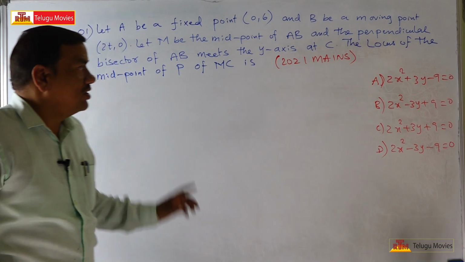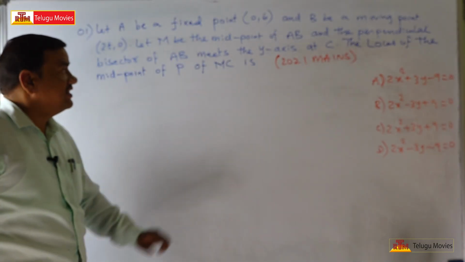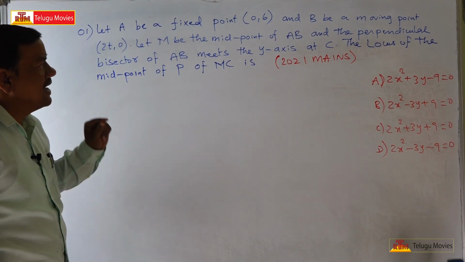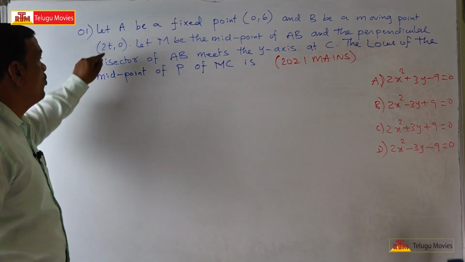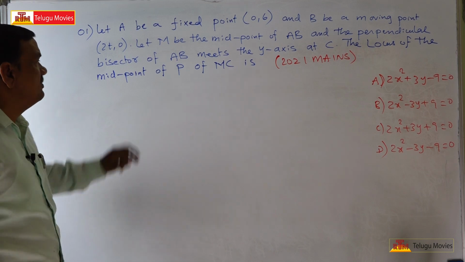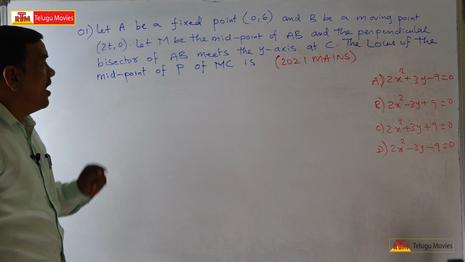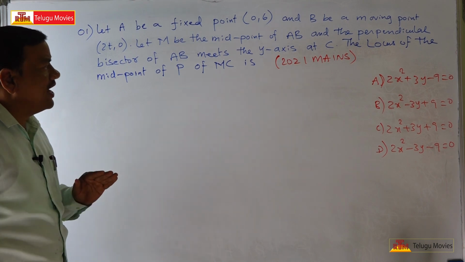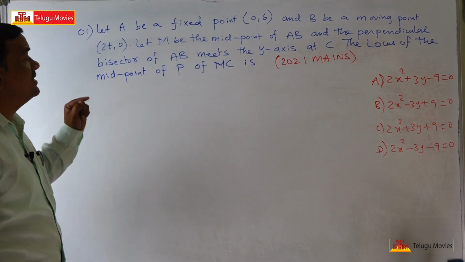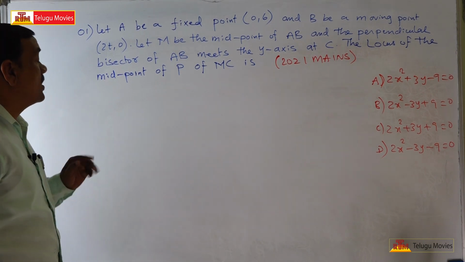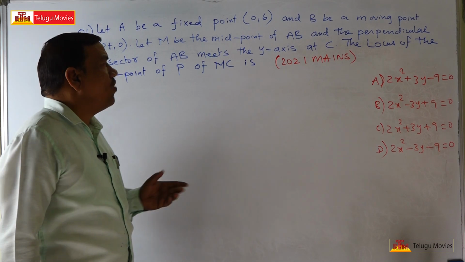See, the first problem is from straight lines. Let A be a fixed point (0, 6) and B be a moving point (2t, 0). That means depending upon the t value, the point B is moving. Let M be the midpoint of AB and the perpendicular bisector of AB meets the y-axis at C. The locus of the midpoint P of MC is?